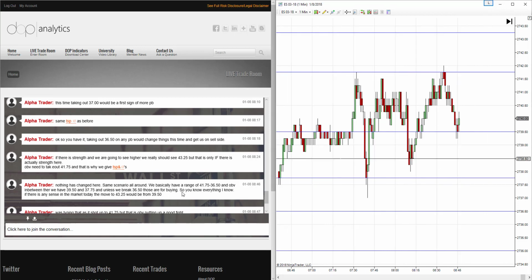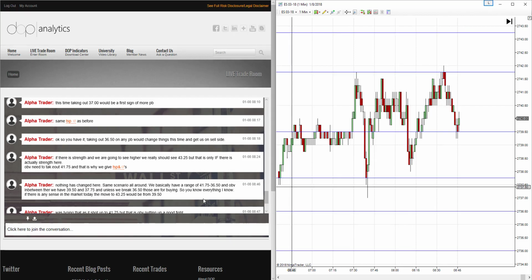So it's mentioned nothing has changed here. It's this post right here. Same scenario. We're doing the same thing. We basically have a range of 41.75 to 36.5, and obviously that's the OBV. In between there, we have 39.5 and 37.75. Unless we break this 36.5, those are for buying.